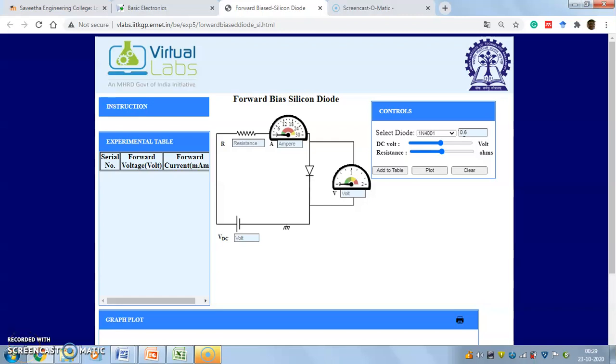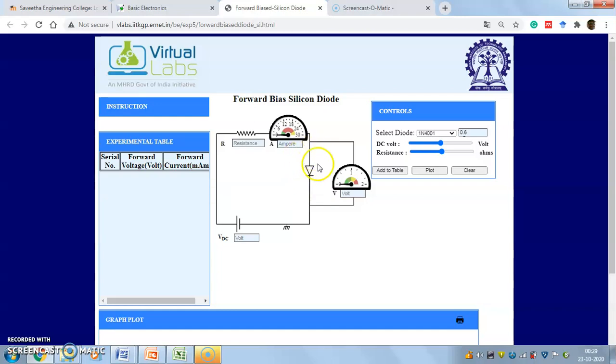Hello, welcome to all. This is forward bias for a silicon diode. For this circuit diagram, forward bias characteristics, see here: this is the ammeter, the voltmeter, and this is the diode. So now we have to plot the graph for VI characteristics of the diode.